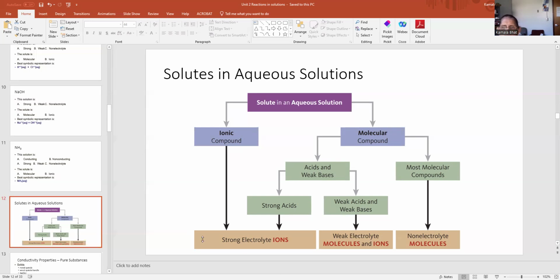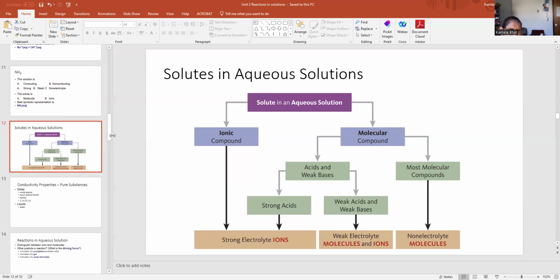This is a general chart for you to just have a glance at. When a solute is in an aqueous solution, ionic compounds dissolve completely to give strong electrolyte ions. Then molecular compounds, most of them are non-electrolytes. However, some of them, like acids and bases, if they are strong acids, then of course they will dissolve to give strong electrolytes. If they are weak acids and bases, then again they will not. They will be low conducting electrolytes.